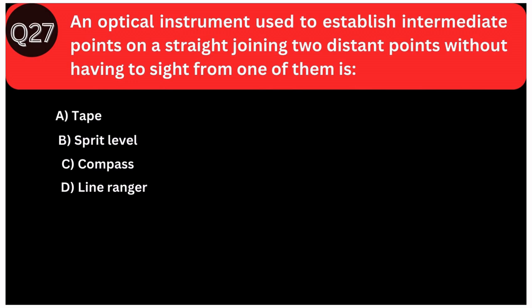An optical instrument used to establish intermediate points on a straight line joining two distant points without having to sight from one of them is? Option A. Tape. B. Spirit level. C. Compass. D. Line ranger. Answer D. Line ranger.